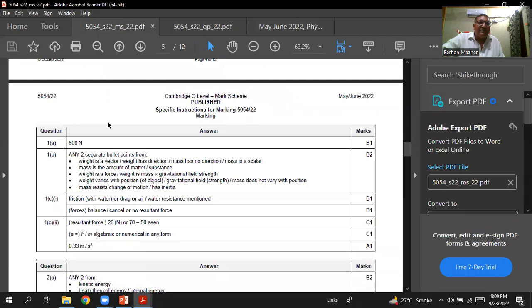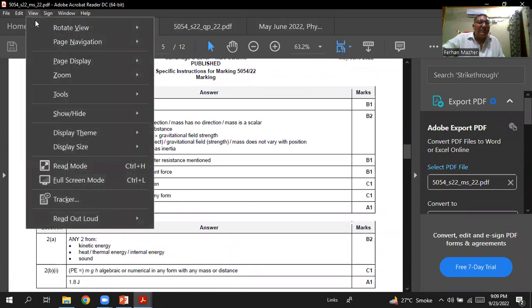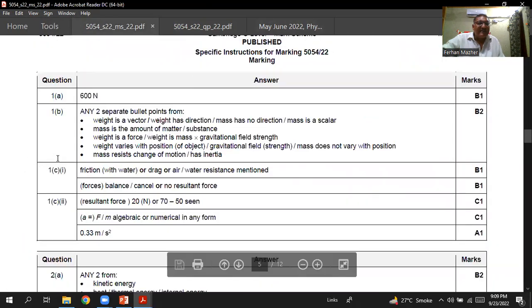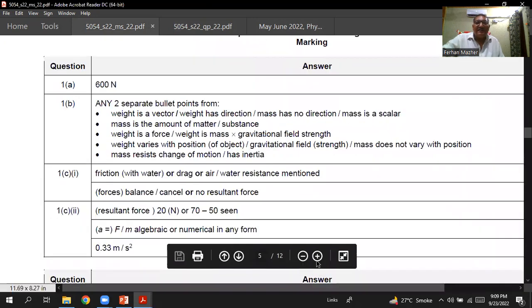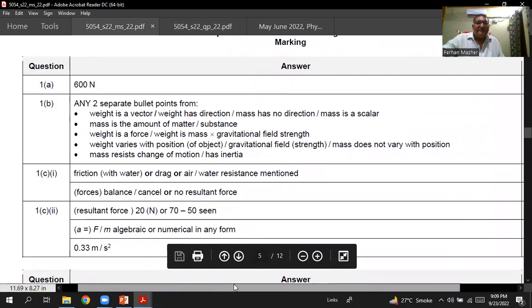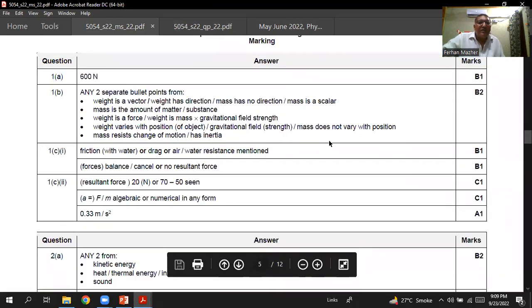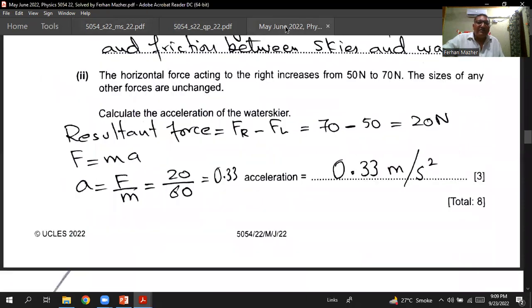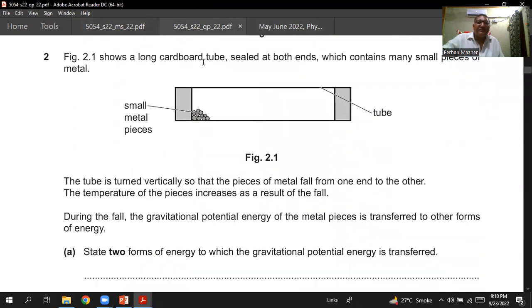So let's have a look at the marking scheme. The marking scheme is showing up on your screen. I have already checked these answers with the marking scheme. Let me reduce the size so you can see the marks also. So the question number 1 marking scheme is showing up on your screen. You can pause the video and take your time with this marking scheme. Okay, so we are going to the next question.